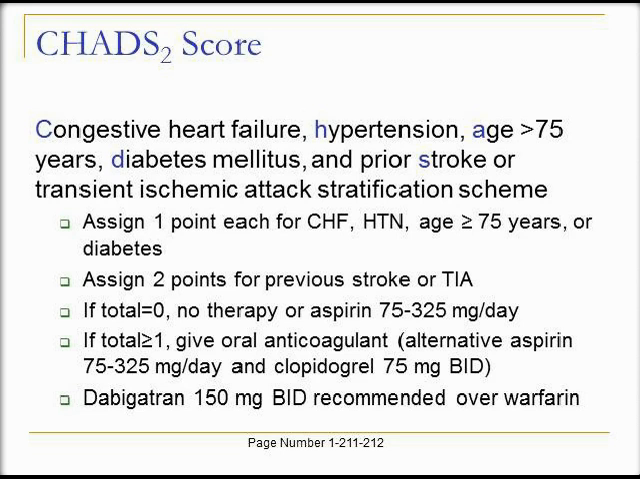So you add up all the points, and if the total is 0, you can either do aspirin or no therapy. So that's a little bit of a change from previous guidelines. And if the total is anything above that, then you would give an oral anticoagulant or aspirin and clopidogrel. And also new in the guidelines is dabigatran is recommended over warfarin in patients that don't have a contraindication, obviously. Okay, so if we look at our case, he has a total of 0 because he's not had any of those things before. And so he could either be on no therapy or aspirin. Since I didn't give you aspirin as a choice, no therapy.